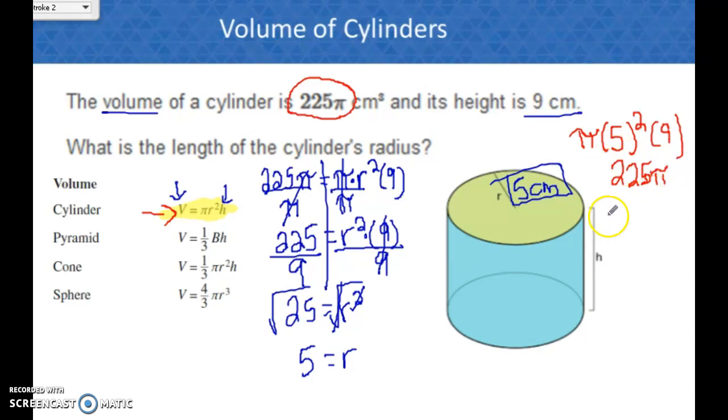So that's a way to check it. It's also a way to solve it if it was multiple choice. You could just plug in each of your answers for the radius and see which one gave you the correct volume.